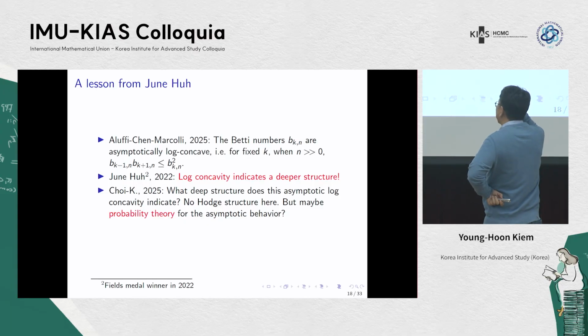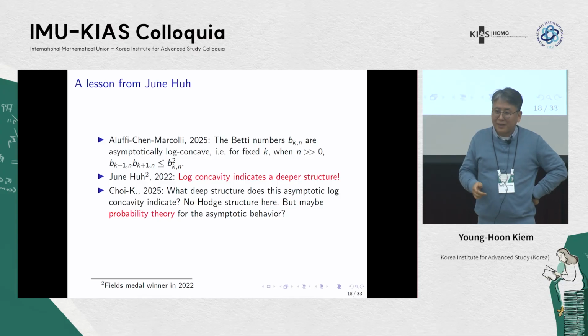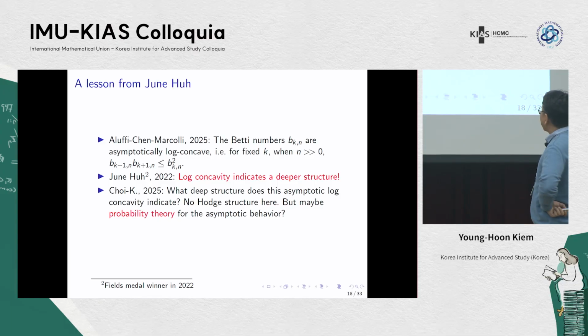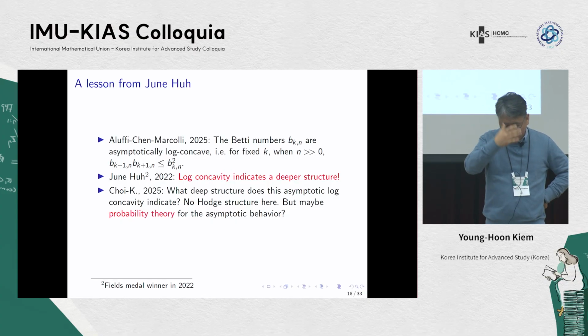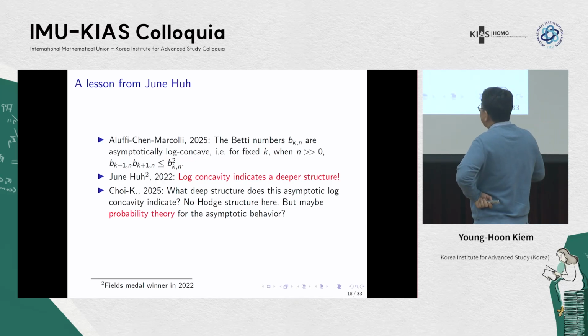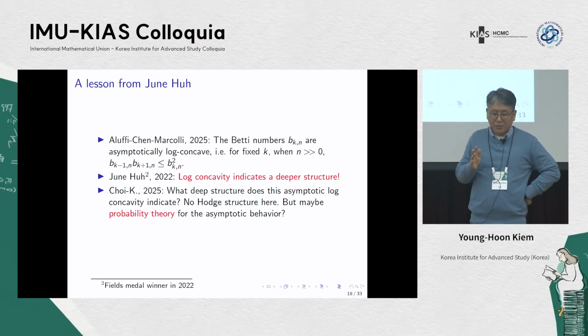And we started to think about this problem. What is the deeper structure underlying the log concavity? There should be some deeper structure. So we tried to find some Hodge structures. Nothing, not very successful. We tried this and that. And then after a couple of hours, we thought that maybe probability theory can help us.